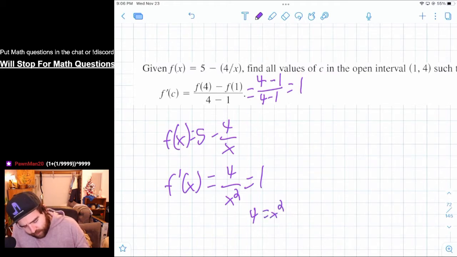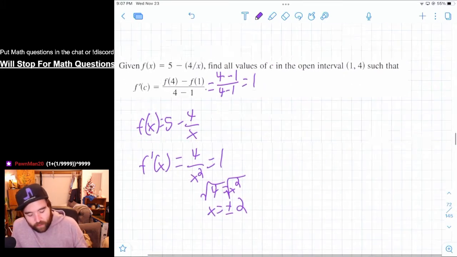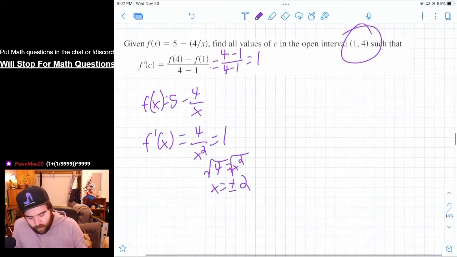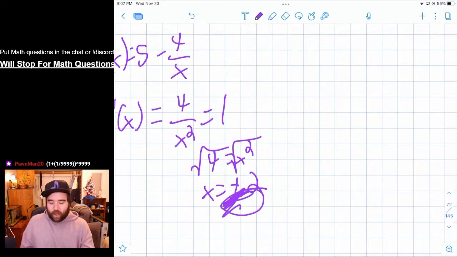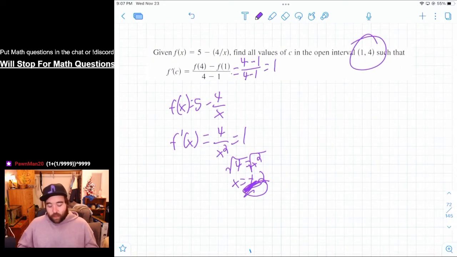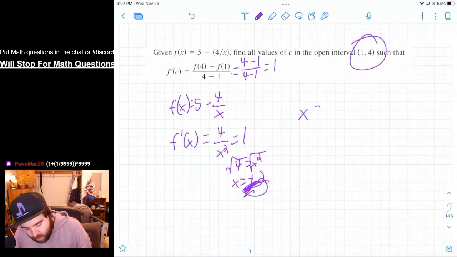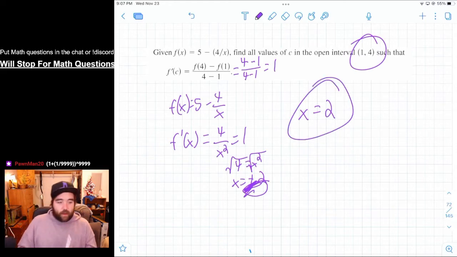So cross multiply, x squared equals 4, so x equals positive or negative 2. And then look at where we care about. We only care about 1 through 4. So it is true that at negative 2, it'll have a slope of positive 1, but we only care about the one at 2. So the only one is at x equals 2.